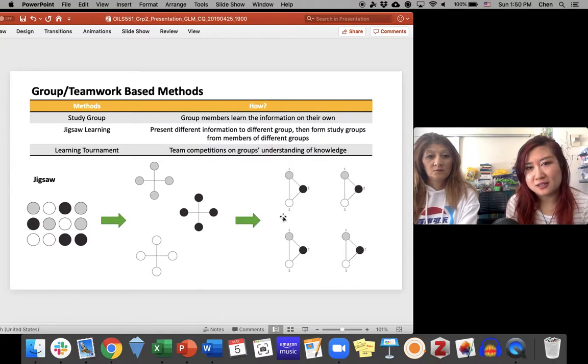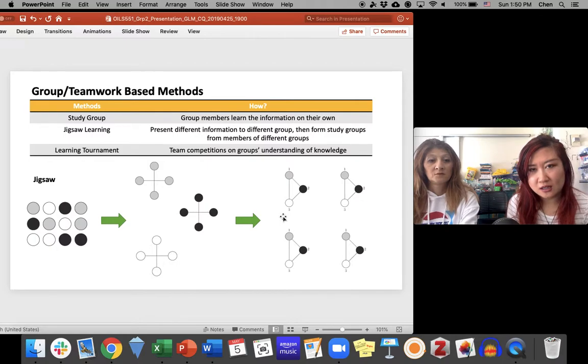And the learning tournament is also another fun way to do it, when you bring some competition in and group people, and people would start to get competitive, and that's a huge motivator of learning.